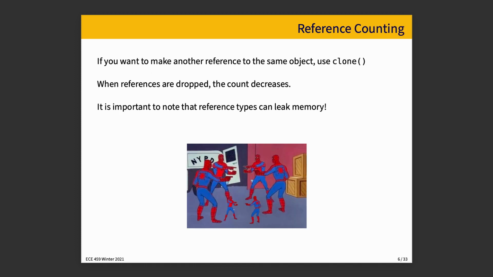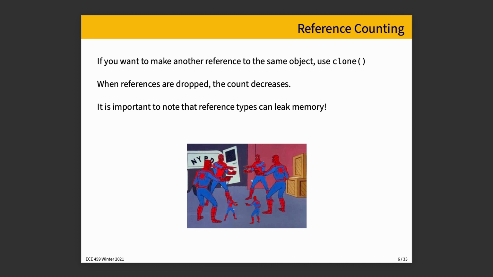It's important to note that reference types can leak memory. If you have a cycle in your references, then the memory will never be dropped. It is, of course, undesirable because your reference count can never get to 0, because there is a cycle keeping all of these things alive. That is potentially a form of memory leak, and this is something that would be a problem.